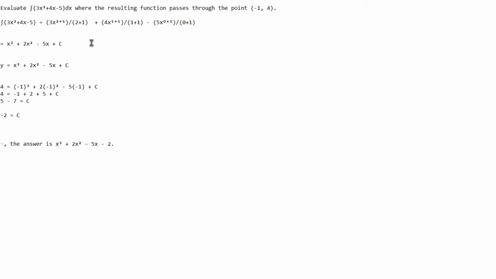Now, what's c? So what we do is we take our initial condition right here and we plug them in for y and x. So 4 equals -1 cubed plus 2 multiplied by -1 squared minus, etc. And so with a little bit of math, we are able to solve for c. Then what we do is we just plug c right back into it, and therefore the answer is x cubed plus 2x squared minus 5x minus 2.